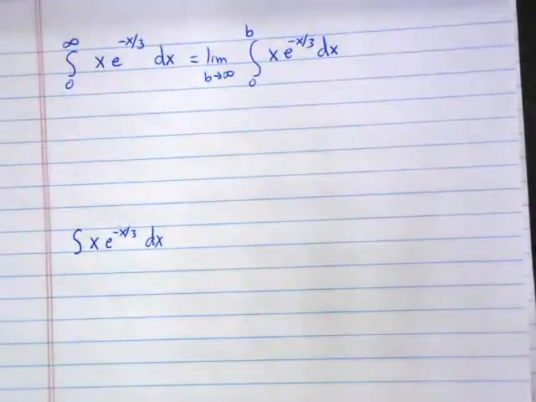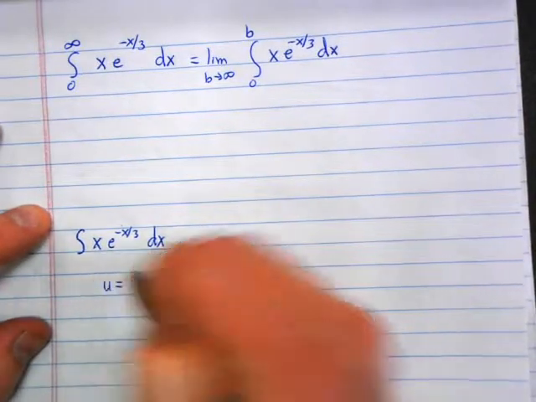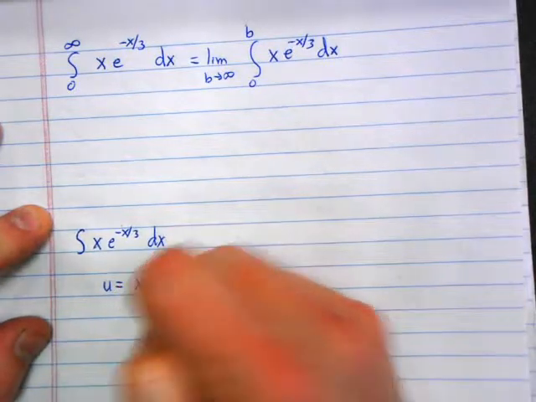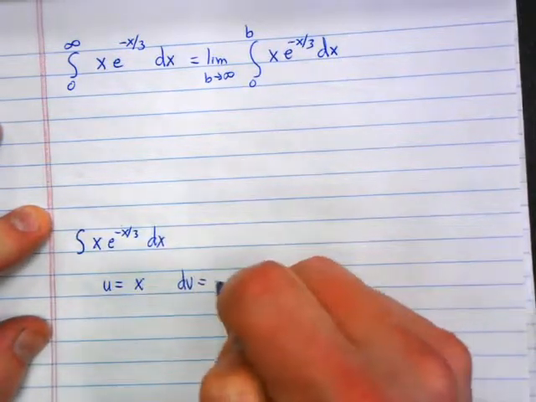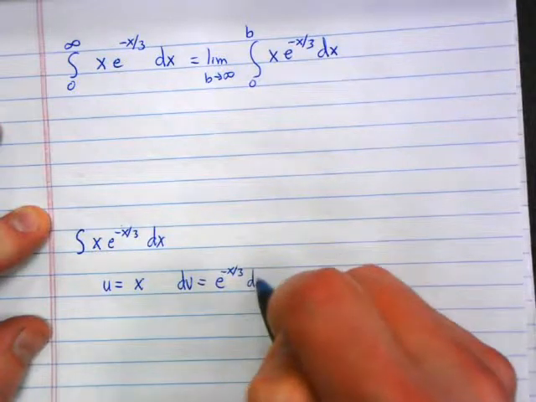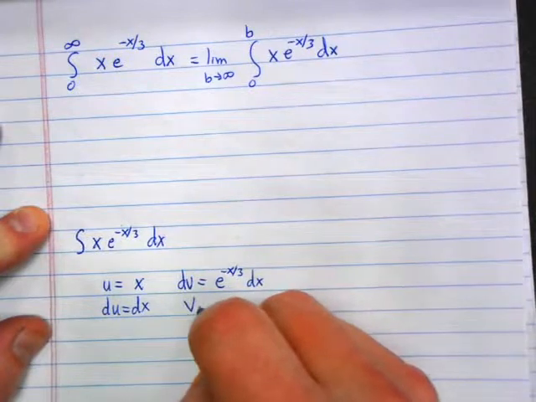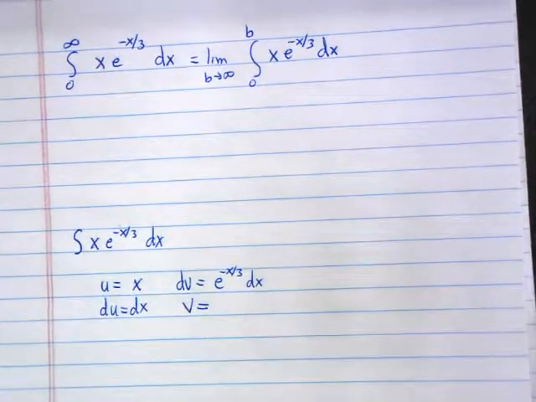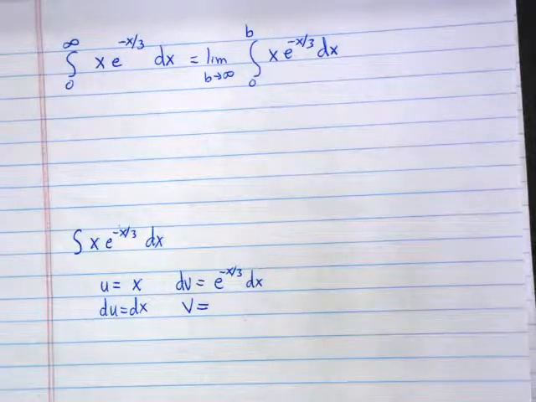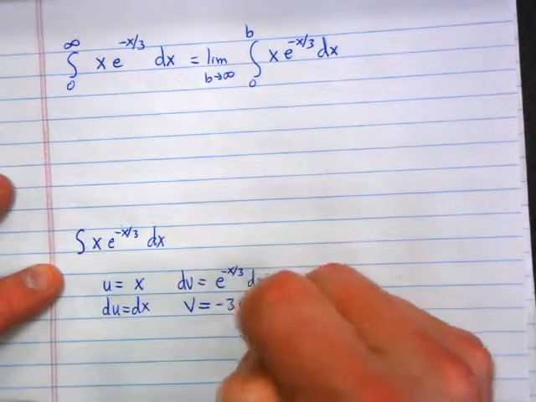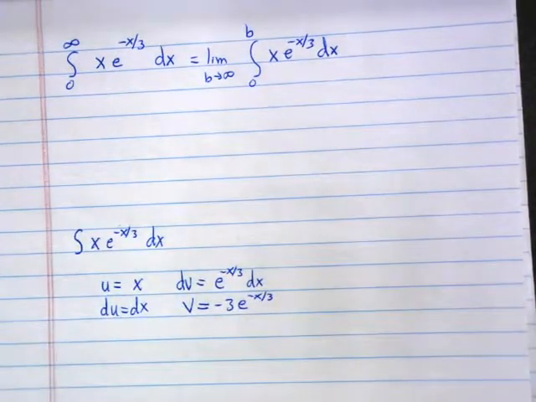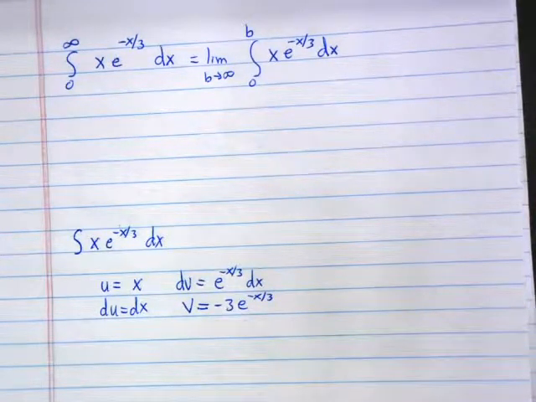u is x, which means dv is e to the negative x over 3 dx. du is dx. And v is negative 3e to the negative x over 3. Excellent. Because it would be e to the negative x over 3, and then you'd have to divide by the negative 1/3. Divide by negative 1/3, you flip and multiply, that becomes times negative 3.